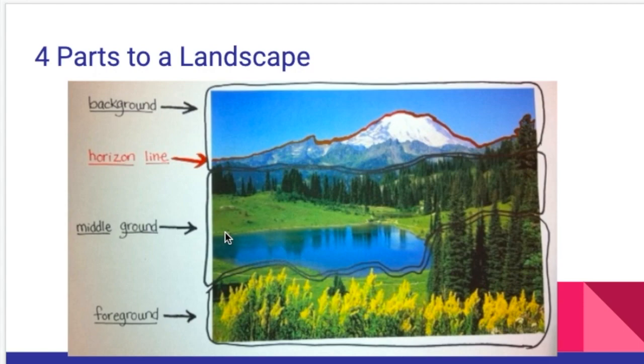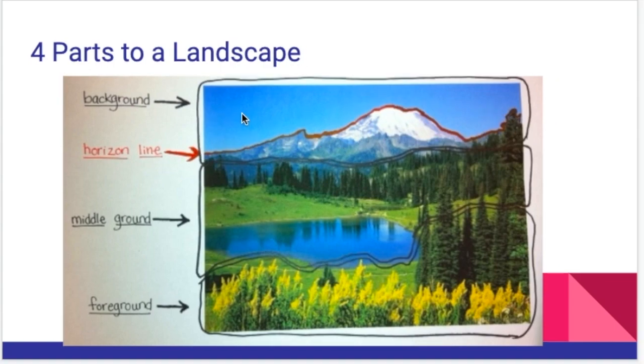Lastly is the background. You can remember this because it's all the way in the back of the picture. Okay, so for example, the mountain is all the way in the back. It's the last thing in the landscape.